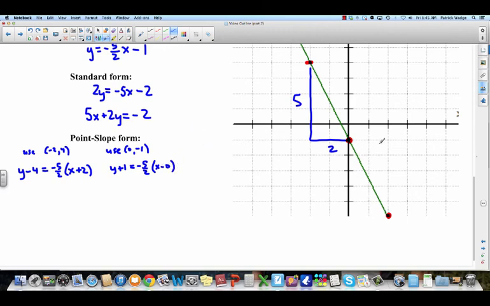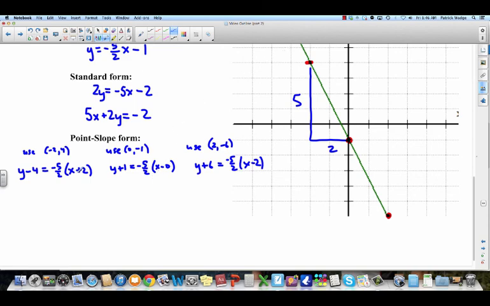Okay? What if you use this point, which is 2, 1, 2, 3, 4, 5, 6, 2, negative 6. If you use 2, negative 6, then it would be y, take away the y value, so that's take away negative 6, or y plus 6, equals the slope, negative 5 over 2, and then x, take away the x value, so x minus 2. So if I gave you this line and said, write the point slope form equation, you could put any one of these three equations, and I'd have to mark it right.